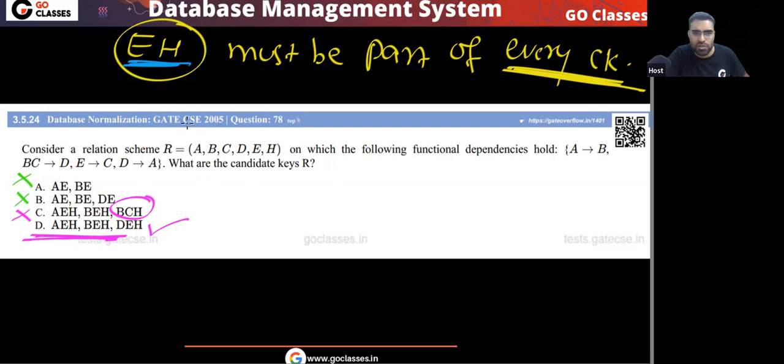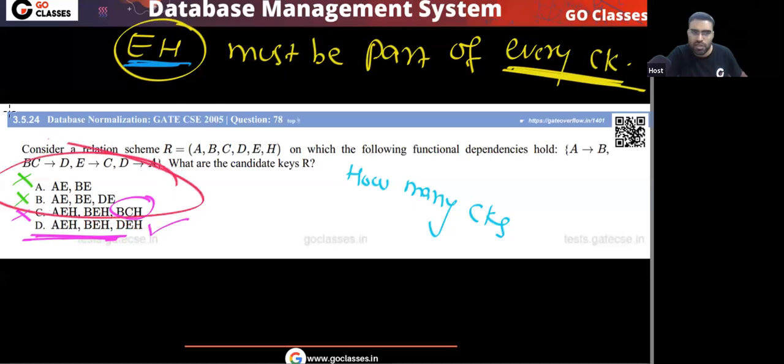Actually, you don't have to solve this question. The answer will be option D. You can easily see that. But if in the question they ask how many candidate keys there are, then what you need to do? In the GATE exam, for this question you can directly say the answer is option D because you can eliminate A, B, C. But if they ask how many candidate keys there are, then you have to compute. Yes or no? Now you have to solve the complete question.